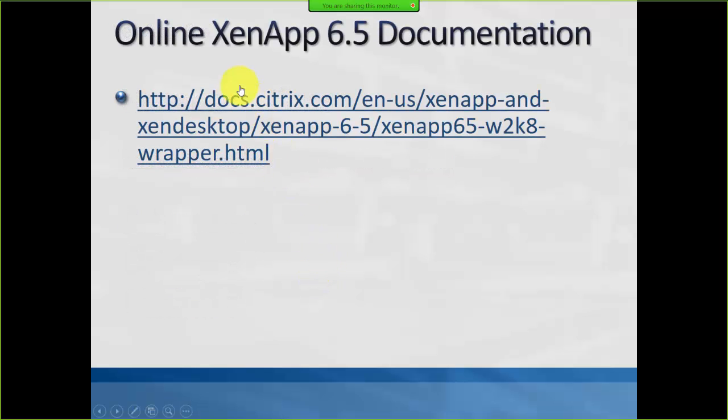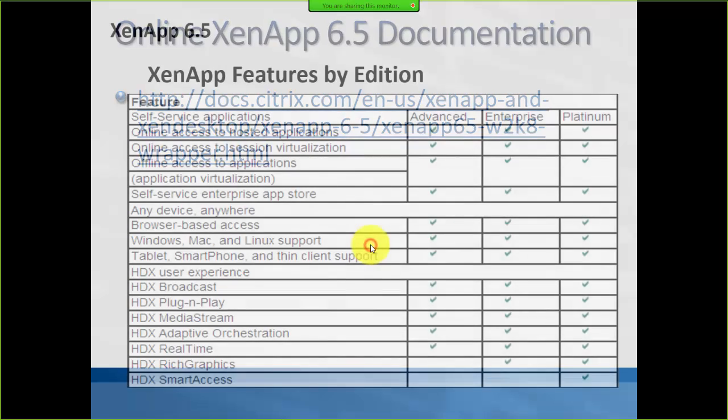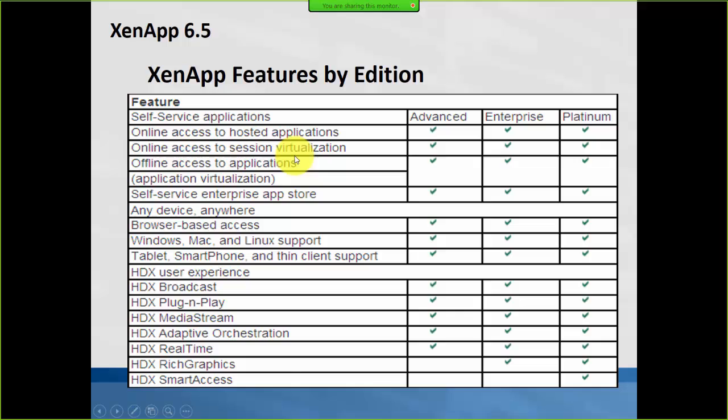And this is the Citrix documentation link where you can find all the 6.5 related documentation. I'm going to send you that as a PDF, so you will have all those links. This is the table for XenApp features by edition: Advanced, Enterprise, Platinum. For now, Ali, not, but we're going to go into that on day 2 and day 3.